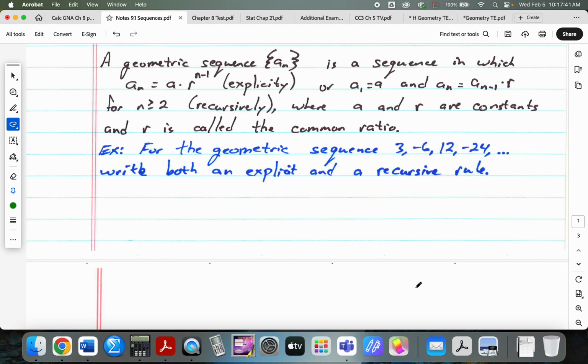All right, so a geometric sequence, a sub n, is a sequence in which a sub n is equal to a times r to the n minus 1 explicitly, or a sub 1 is equal to a, and a sub n is equal to a sub n minus 1, the previous term, times r, for n greater than or equal to 2. Now notice this specifies that for the recursive, you have to include this part, that n is greater than or equal to 2.